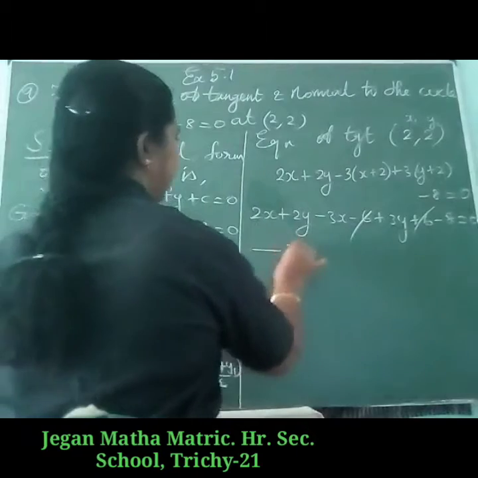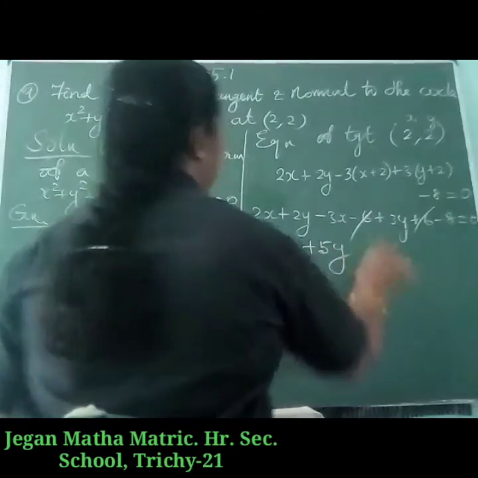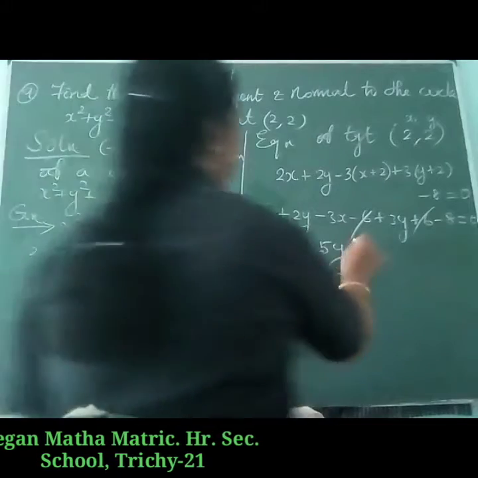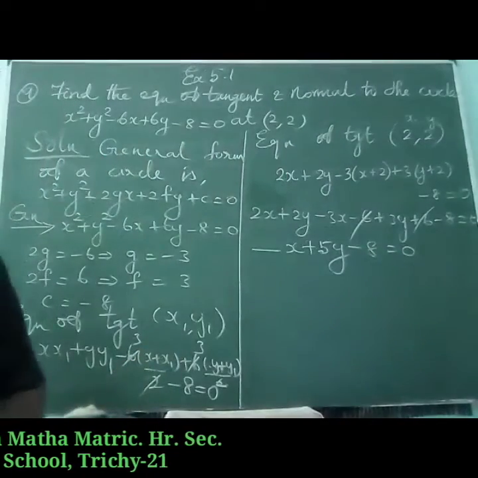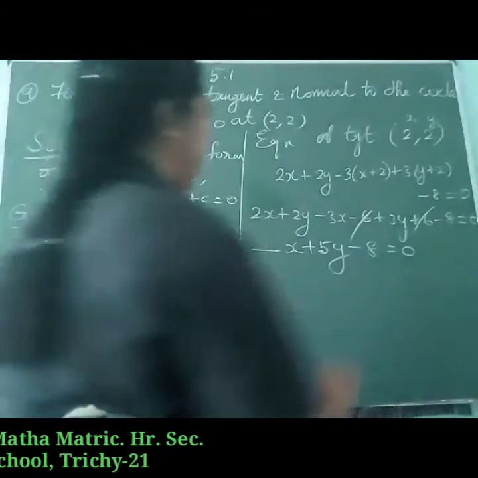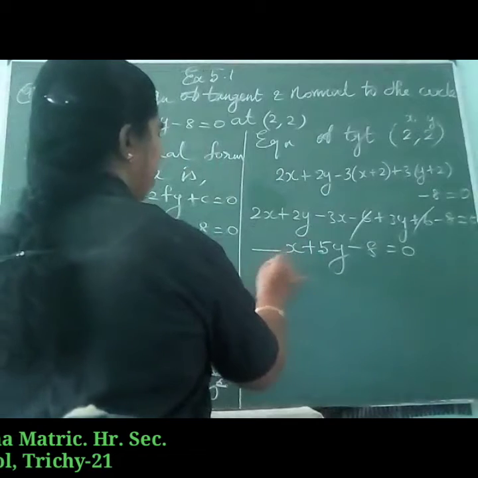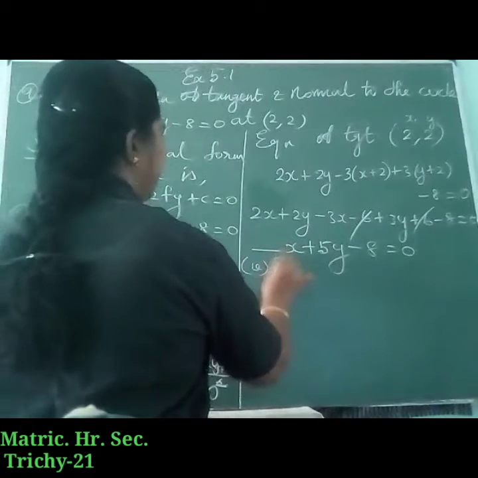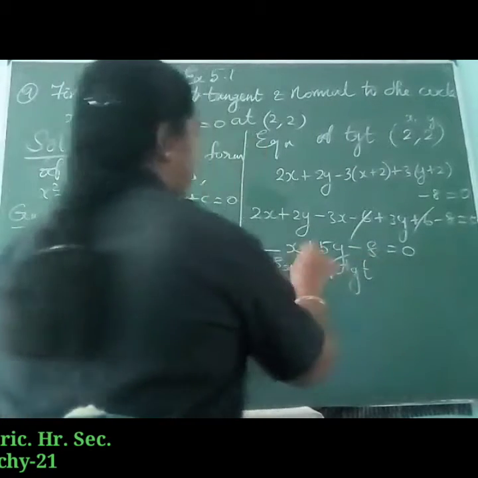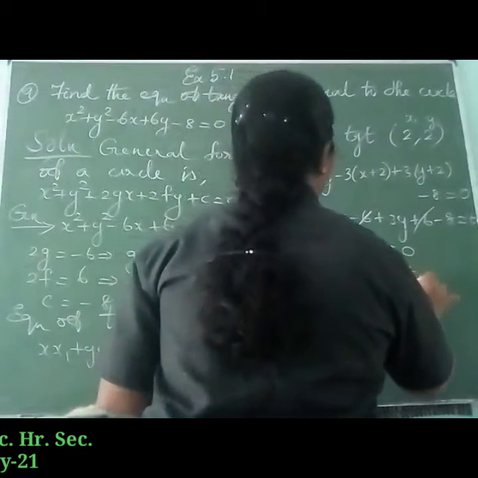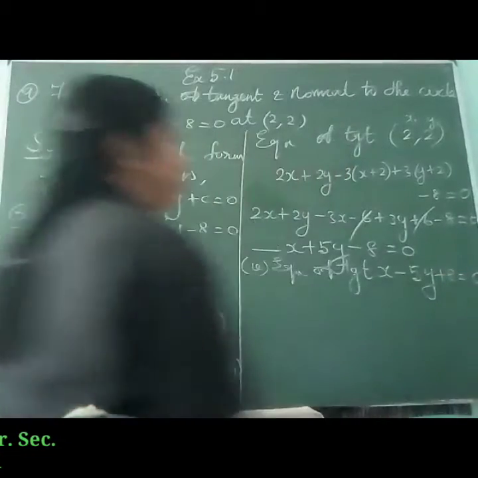2x minus 3x, that is minus x, plus 5y minus 8 equal to 0. So the equation reduced in this form. So this can be rewritten. So first one always you can write as a positive value. So that is the equation of tangent. Required equation of tangent is x minus 5y plus 8 equal to 0.